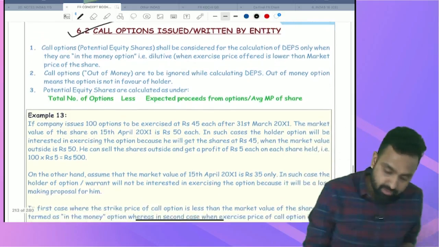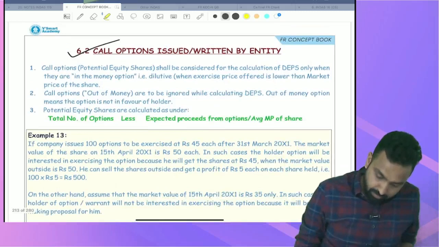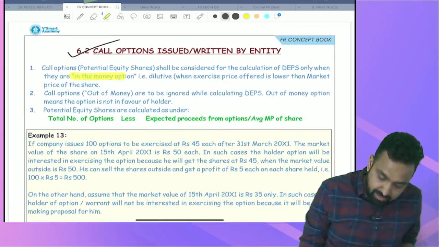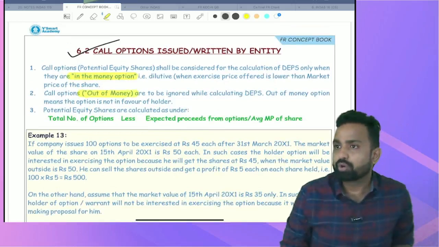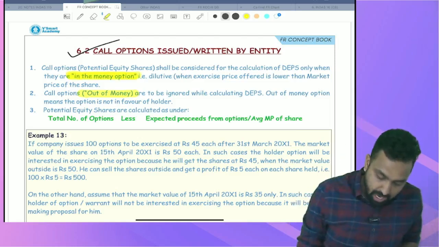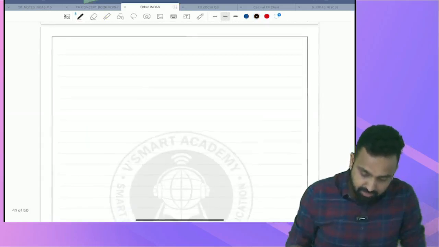But there are two things. One is an in the money option, one is an out of the money option. Have you heard this term? In the money, out of the money, futures and all. So in the money options, out of the money options. How does it work?